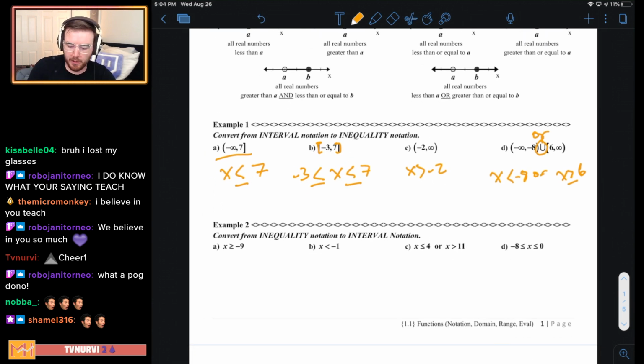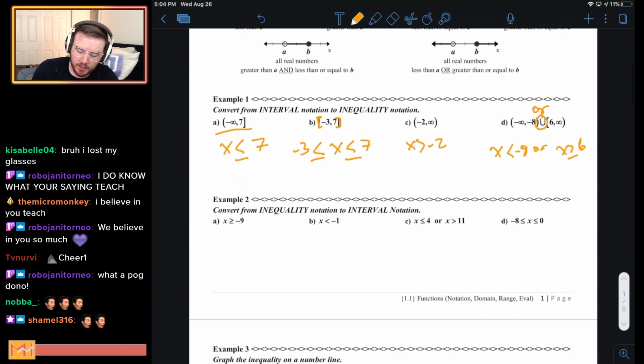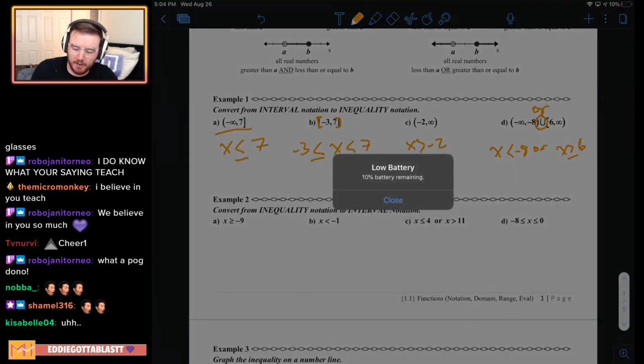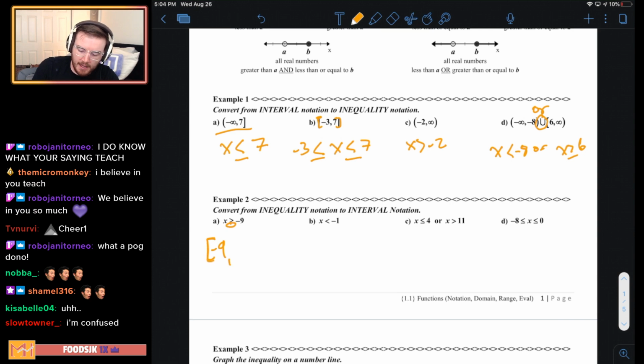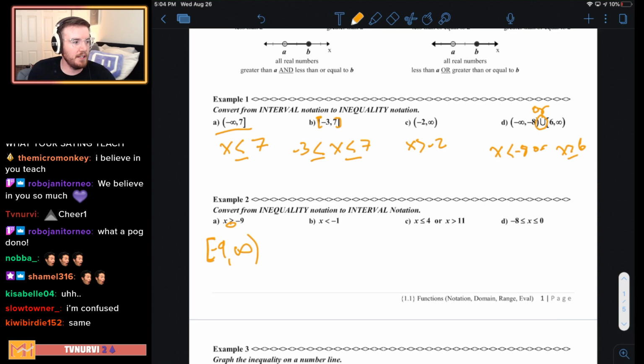Let's go the other way around. Convert your inequality notation to interval notation. X is greater than or equal to -9. That means everything bigger than -9. So I'm going to start at -9. It's an equal sign, so I'm using a bracket. And then to be greater than -9 means to get big, so I'm going to infinity.